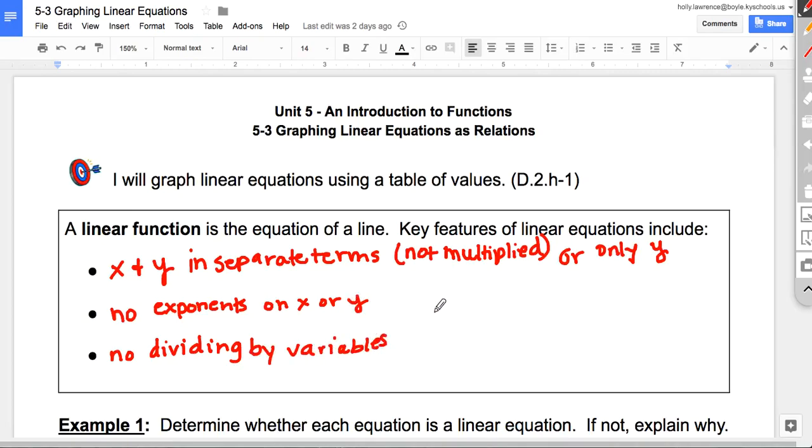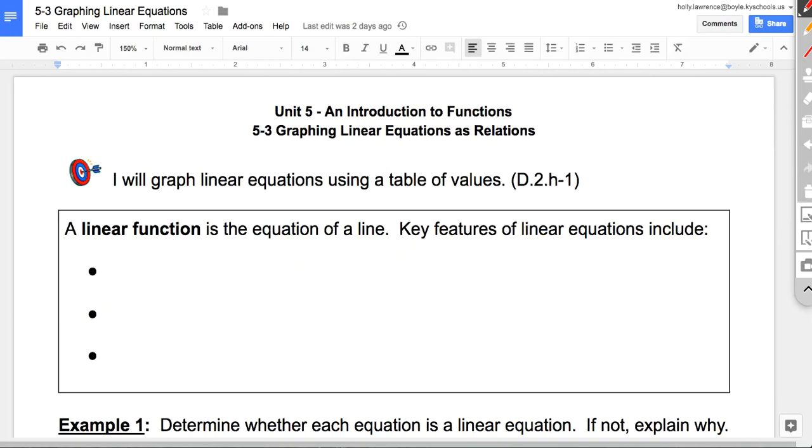We're going to look at some graphs of these to see what happens whenever we have these things, after we go through determining whether something is a linear equation or not. So we can't divide by variables. Dividing by real numbers is okay. You can have x divided by 4. X divided by 4 is okay. 4 divided by x is not okay. Now let's look at some of these and determine whether we have linear equations or not based on those key features.